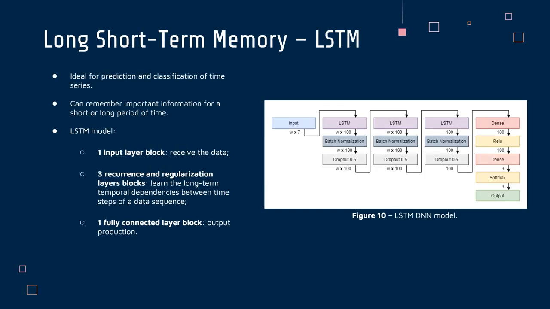LSTM networks are considered ideal for classifying time series and can remember important information for a short or long period of time. The LSTM-based network that we developed is illustrated in the figure and consists of an input block to receive the data, 3 LSTM and regularization blocks to learn the temporal dependencies, and a fully connected block to produce the classification.